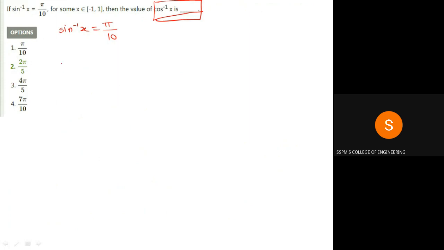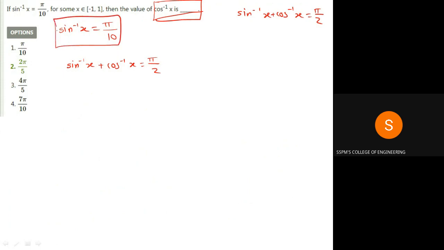In the earlier examples we have seen one standard formula. What is it? Sine inverse x plus cos inverse x is equal to pi by 2. You should remember this formula; I will write it in this right corner. We have already seen a similar formula for tangent: tan inverse x plus cot inverse x is equal to what? That we have seen earlier. So sin inverse x plus cos inverse x is equal to pi by 2. Here the value of sin inverse x is already given, and cos inverse x is to be found. So the next step: we will substitute the value of sin inverse x in this example.